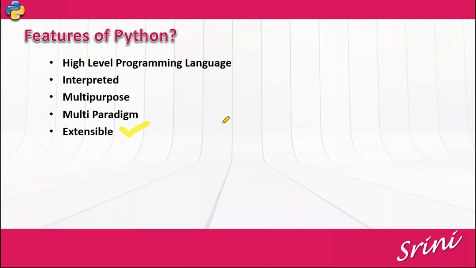Similarly, there is IronPython for .NET purposes. So Python can be extensible to .NET, C#, and there is also Ruby Python. Like this, various distributions are there.